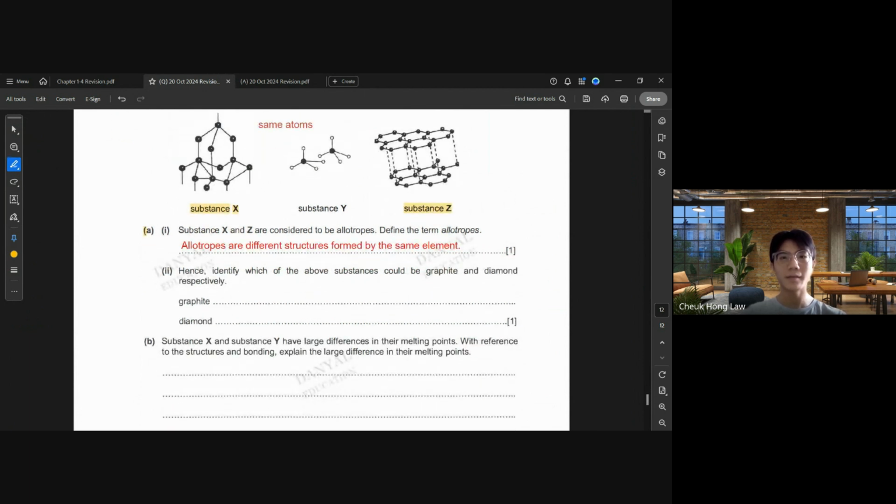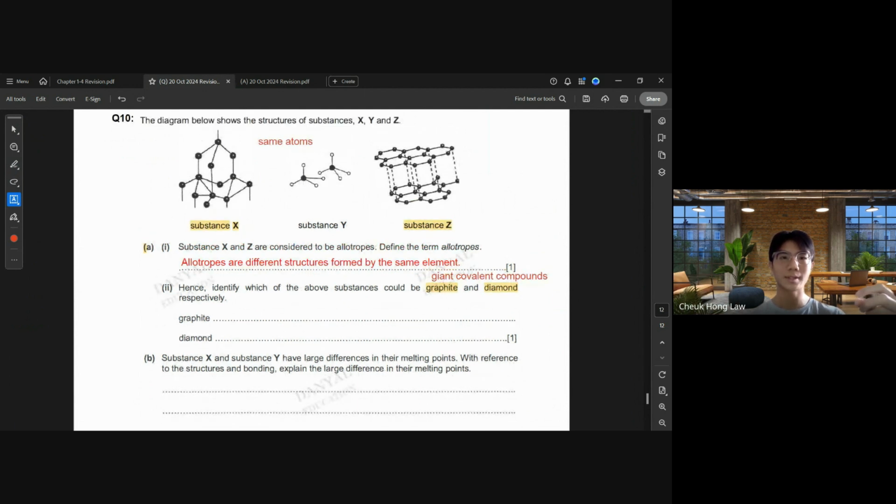So next, hence identify which of the above substances could be graphite and diamond respectively. Okay, so graphite and diamond, right, they are both giant covalent compounds. What is different is their structure. So graphite has this hexagonal structure between the layers, and diamond has a tetrahedral structure where one carbon atom is bonded to four other carbon atoms. So if you look at substance X, you have one atom bonded to four others, and it forms a tetrahedral structure. So substance X is diamond.